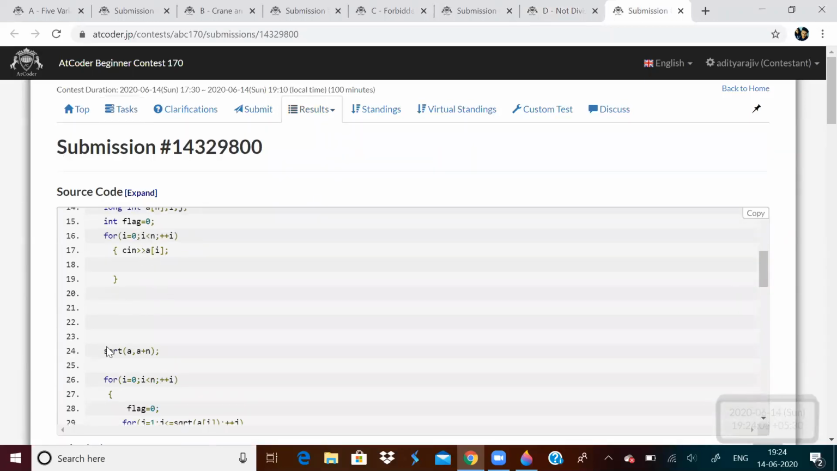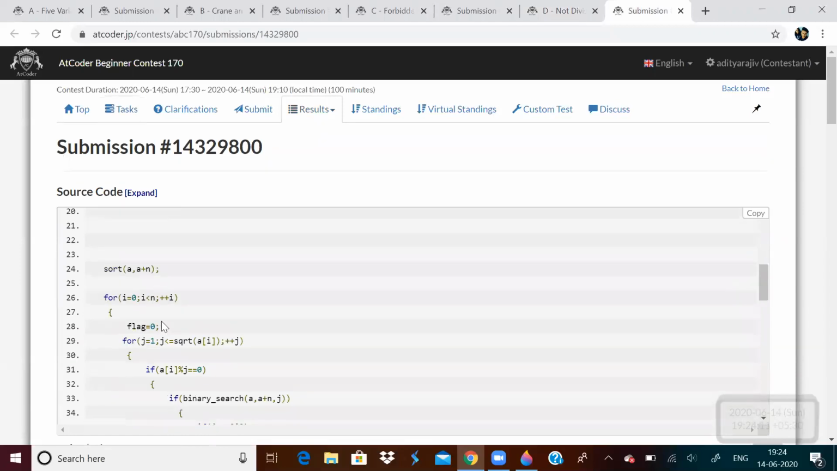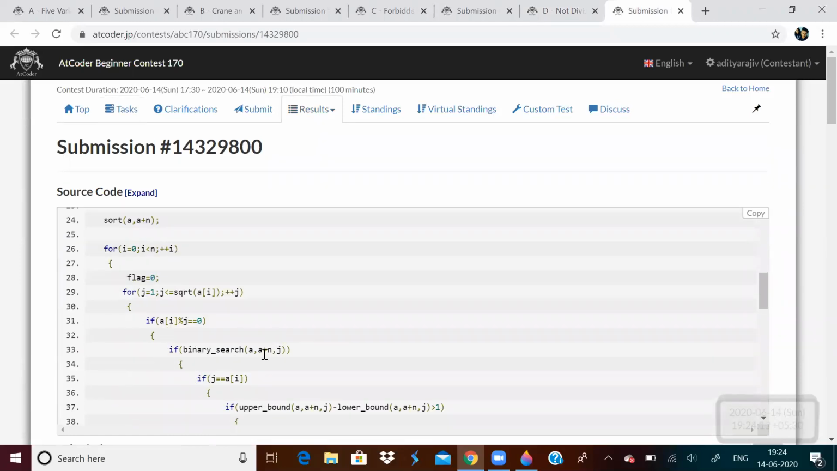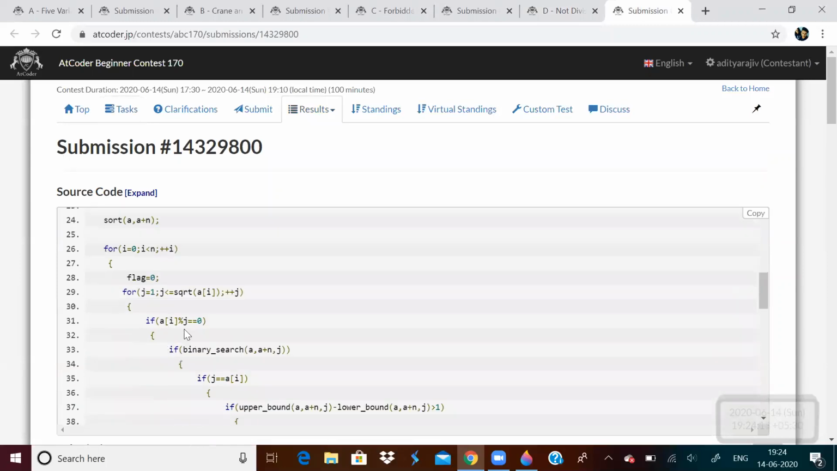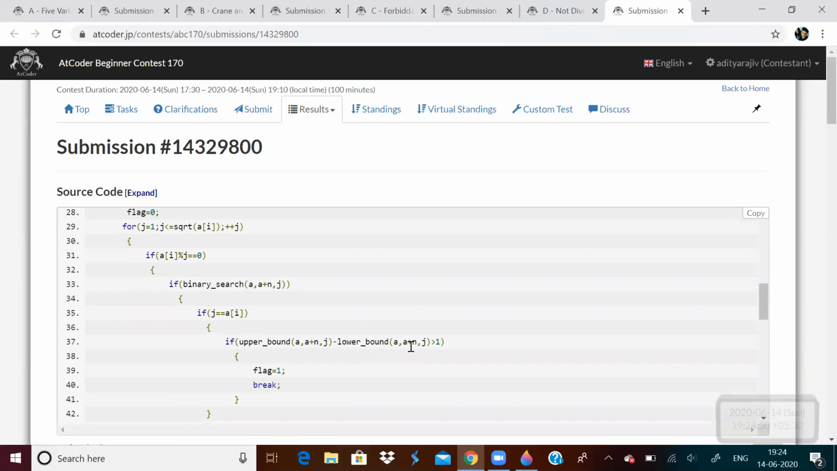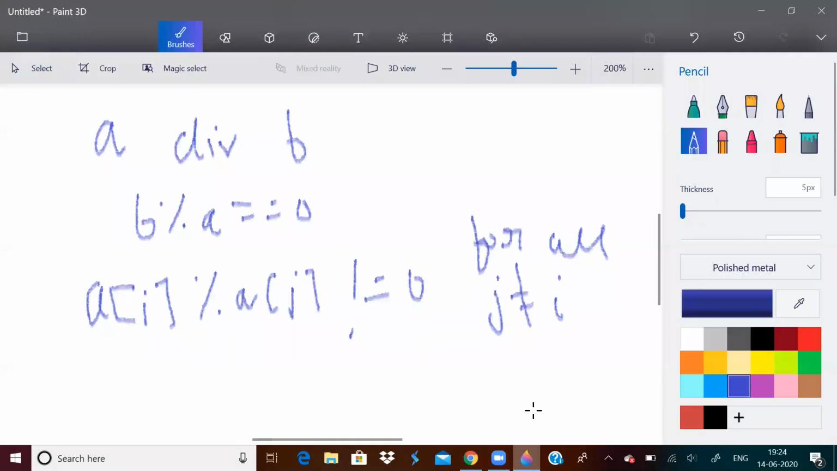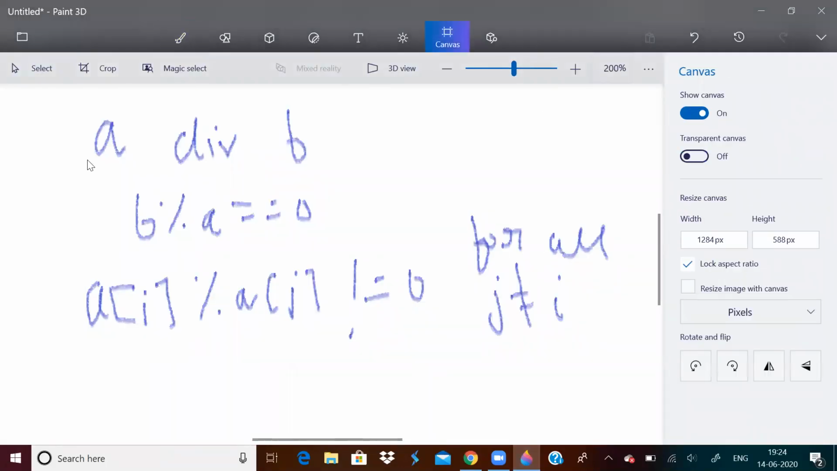So take the input array, sort it. Why am I sorting? Because I have to use binary search. So for every element A of I, I am doing factorization. I hope you know how to do factorization. If you don't know, you can Google it in Geeks for Geeks. So I am factorizing, and when I'm factorizing, I need to take care of one condition.